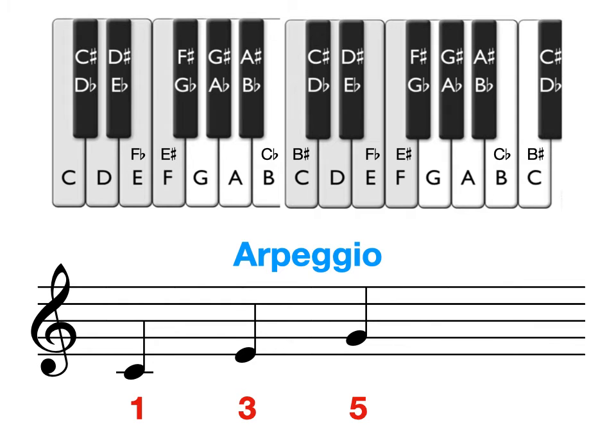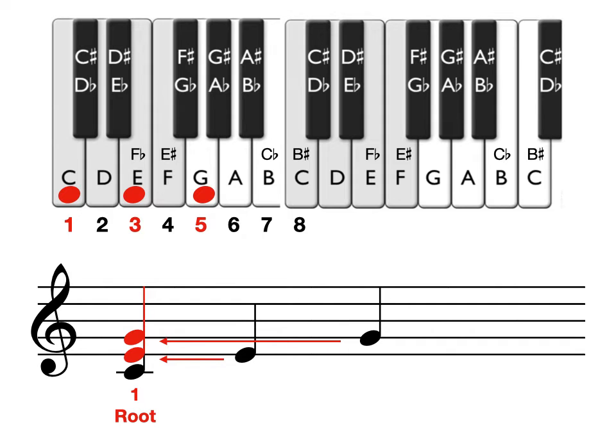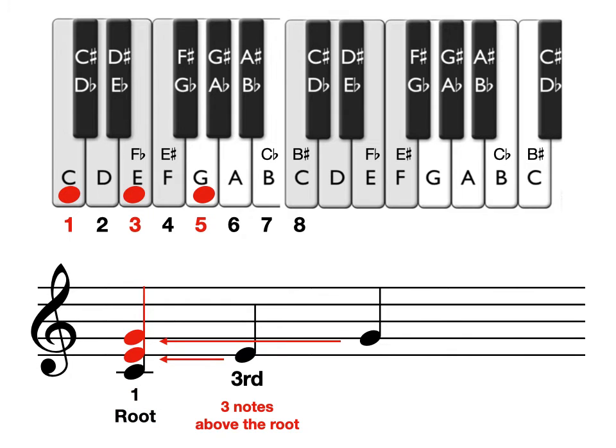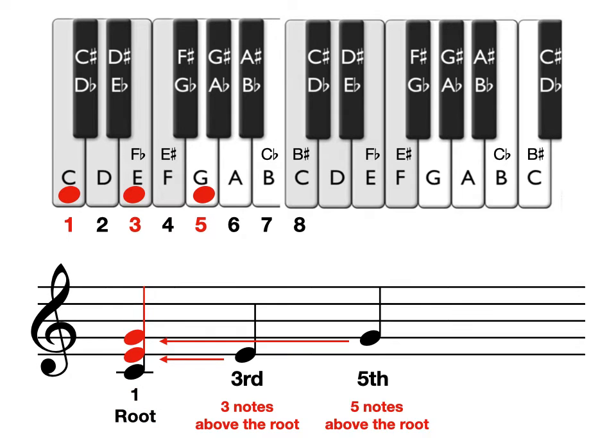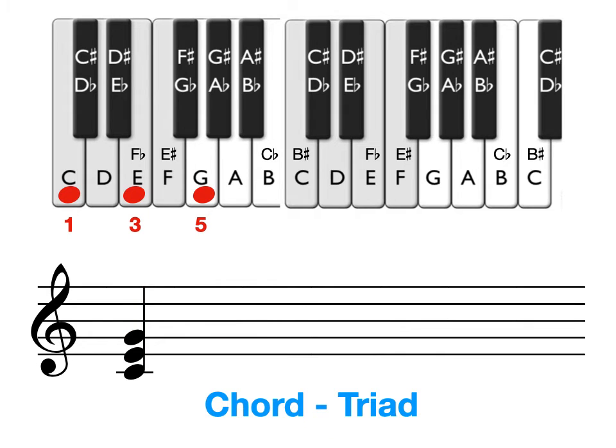Now if we put those notes on top of each other, we have what we call a triad, C, E, G. So the bottom note we're going to call the root, which is 1. The second note we're going to call the third. And the next one we're going to call the fifth. So a triad has a root, a third, and a fifth. 3 notes. Here's your chord, or triad, and that's C.